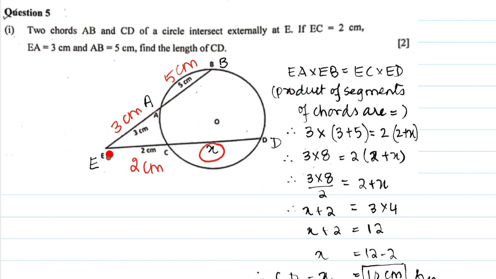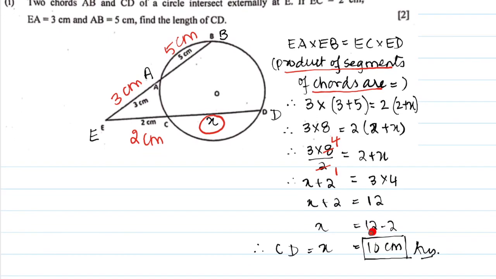Now EA into EB will be equal to EC into ED, because the products of segments of chords are equal. So EA is 3, EB is 3 plus 5, EC is 2, and ED will be 2 plus X. So we will have 3 into 8 equal to 2 into (2 plus X). Take this to that side. So 3 into 8 upon 2, 2 ones and 2 fours, is equal to 2 plus X. X plus 2 is equal to 12. X will be equal to 12 minus 2, which is 10 centimeter.